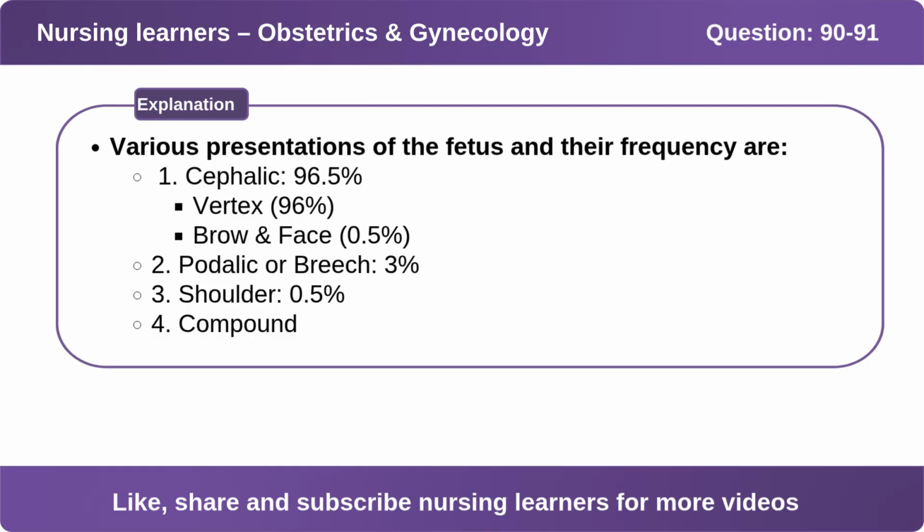The cephalic is the most common presentation, found in 96.5% of pregnancies. The pedalic or breech is found in 3%, the shoulder in 0.5% of pregnancies, and the compound is a rare presentation. In cephalic, the vertex is the most common presenting part, found in 96% of pregnancies.